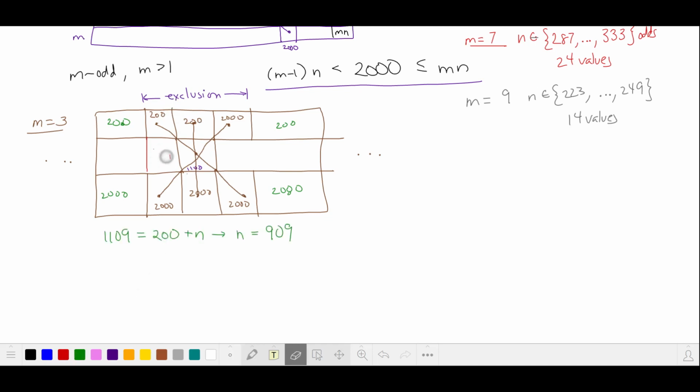This is actually square 1099. That's where my mistake was. Let's try that one more time.